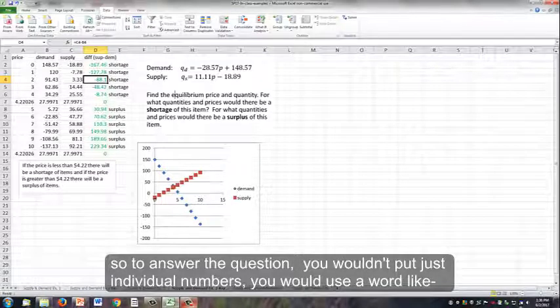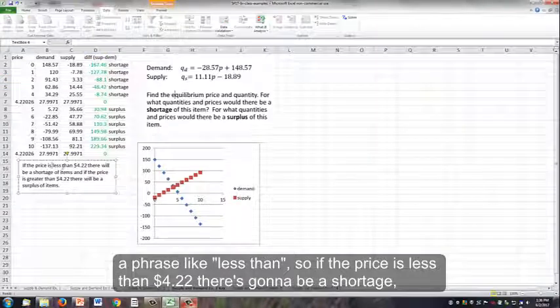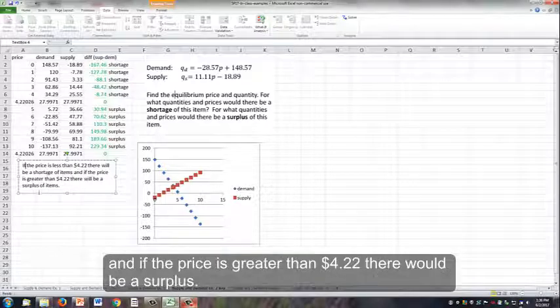You would use a phrase like less than. So if the price is less than $4.22, there's going to be a shortage. And if the price is greater than $4.22, there would be a surplus.